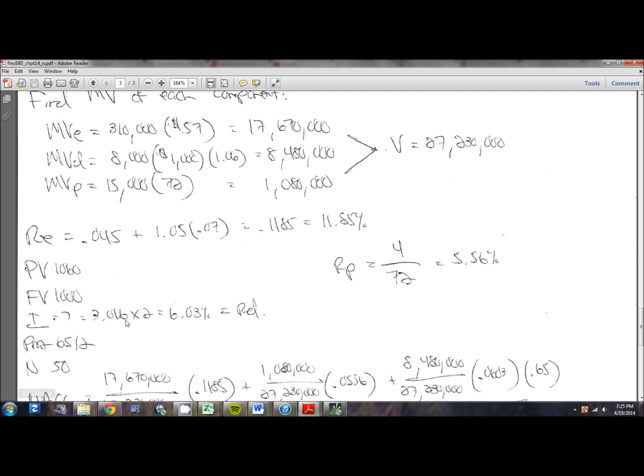Then you knock through that and you get the semi-annual yield to maturity is 3.016%. You have to multiply that by 2 and you get 6.03% as your cost of debt.